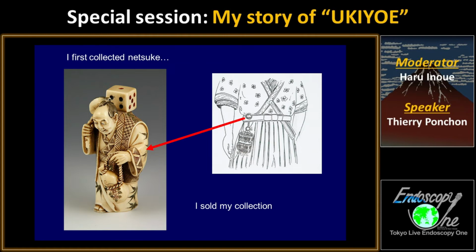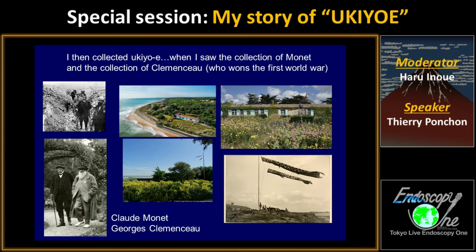And I first collected netsuke, and not ukiyo-e. Netsuke are small pieces of bone or ivory or wood, which were used to hold the inro, or sagemono, I think inro. This was a small box to carry coins or tobacco. And this is a netsuke attaching the inro to the obi, which was more or less the belt. But unfortunately, I sold my collection. I needed some money. I sold my collection of netsuke, and then moved to ukiyo-e.